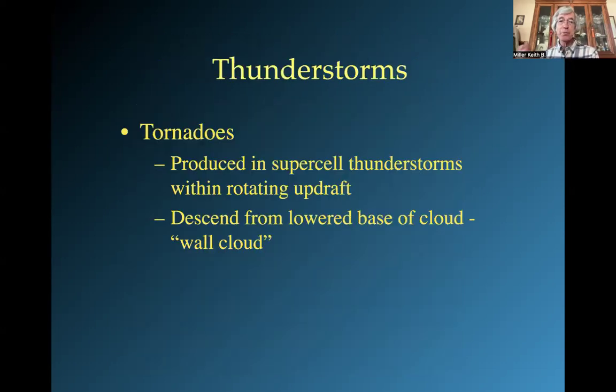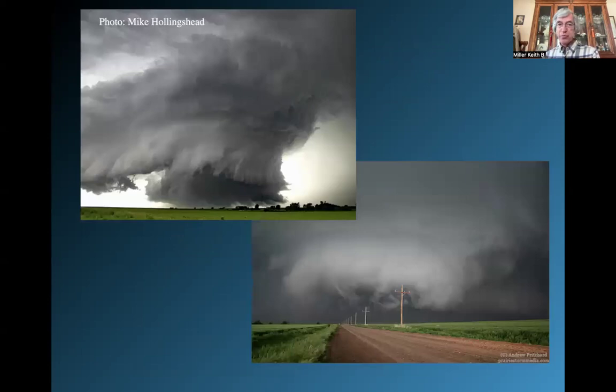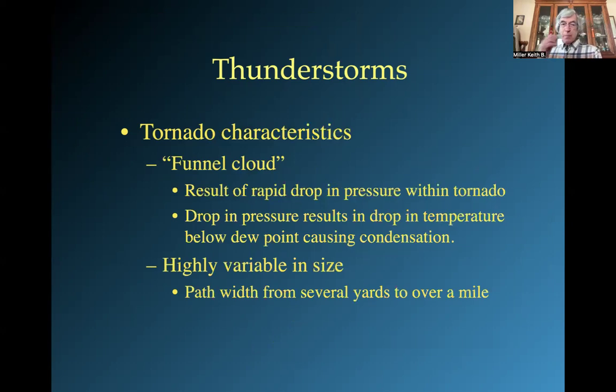So what about tornadoes? Tornadoes, again, are produced by supercell thunderstorms within the rotating updraft part of the storm. And again, out of what we call a wall cloud, which is a lowered cloud base from the rapidly rising air in that part of the storm. So here are some spectacular examples of wall clouds. Very much an indicator of a high tornado risk.